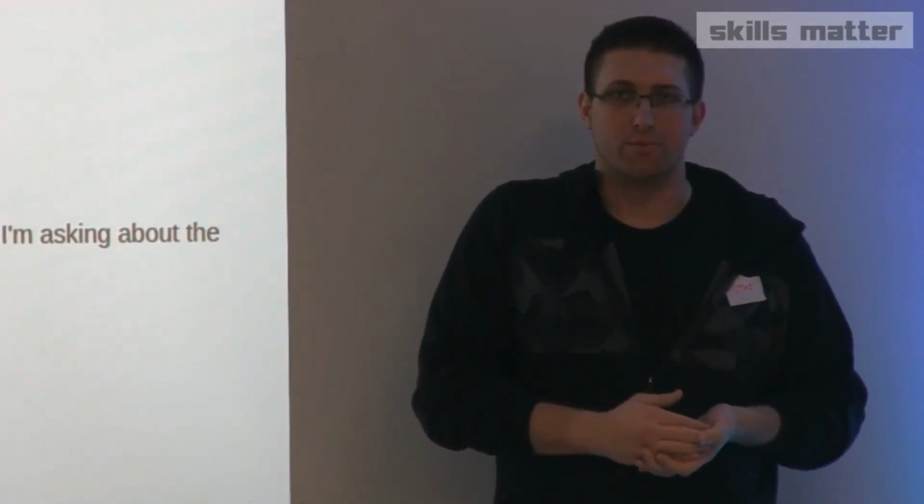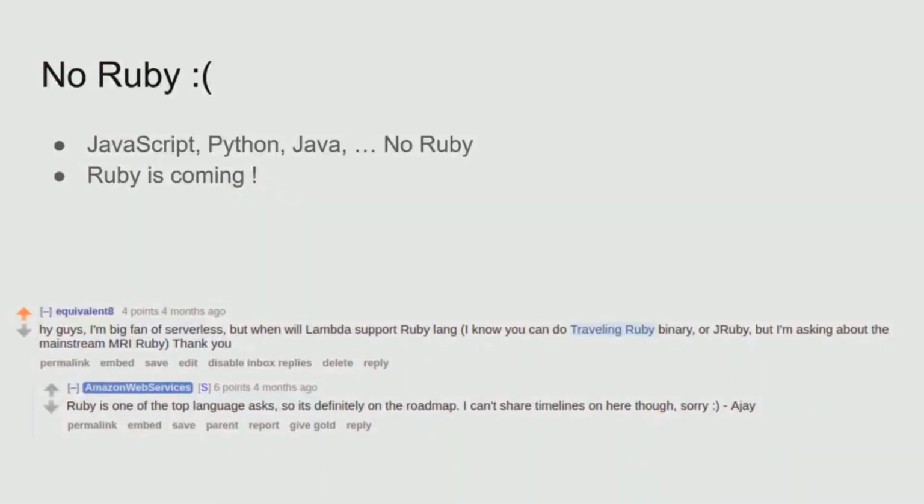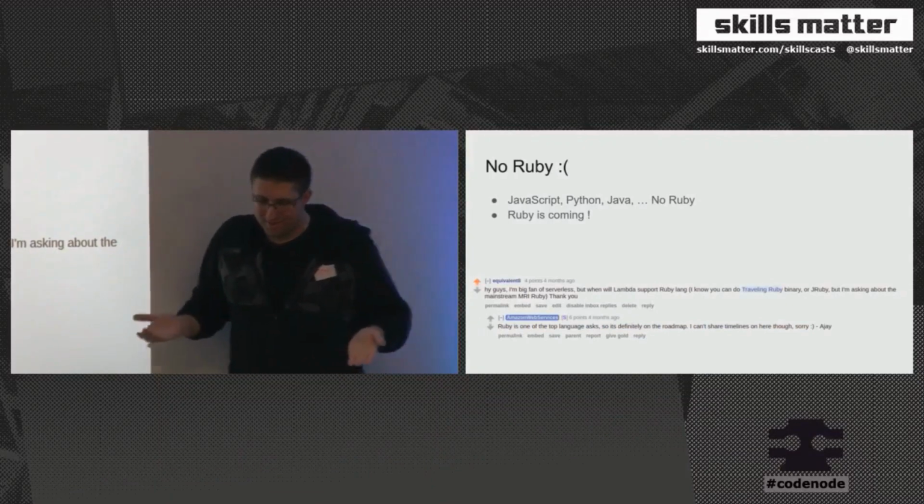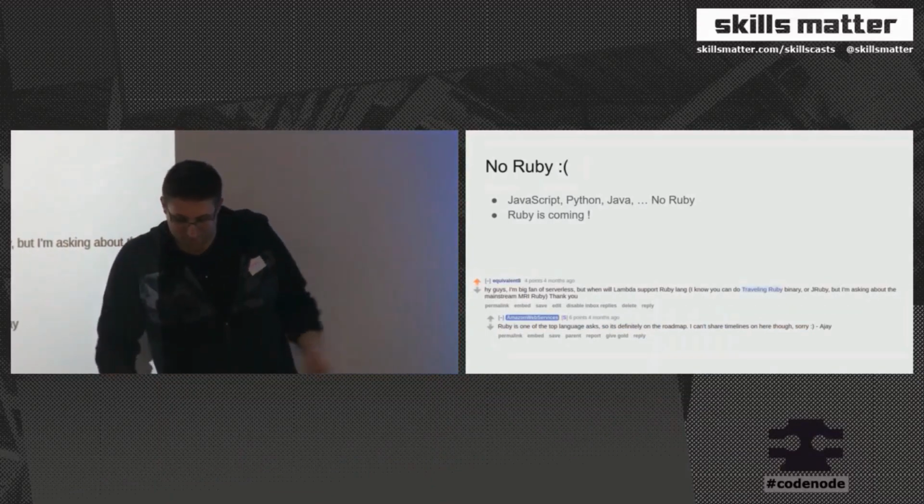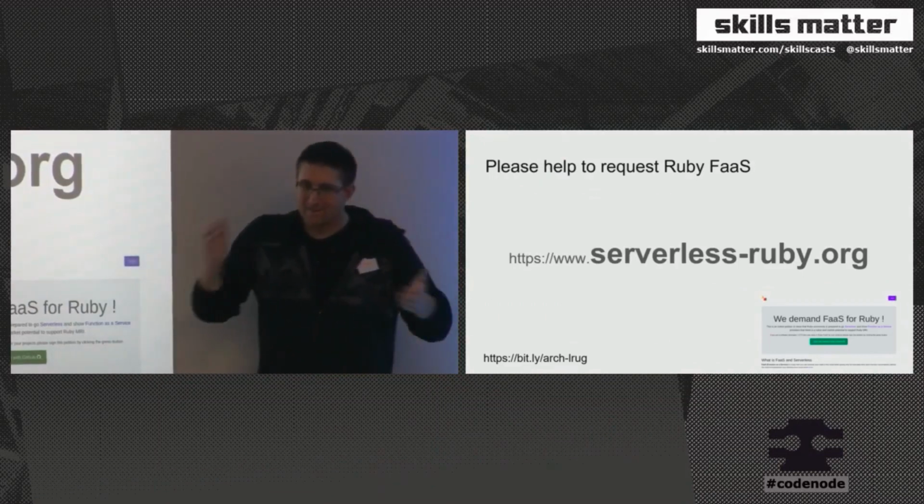Bad news, there's no Ruby support. Usually function as a service providers support Java, JavaScript, Python, but no Ruby. I actually had the opportunity to speak with some Microsoft Azure evangelists. They told me, yeah, Ruby is coming, but they didn't give me any date. Same with AWS. I managed to join a Reddit discussion, an ask me anything with AWS evangelists. I asked them, when is Ruby coming? They told me, yeah, it's coming, but we cannot give you any date. So it could be 1 month, 1 year, who knows? So that's why I created a petition.